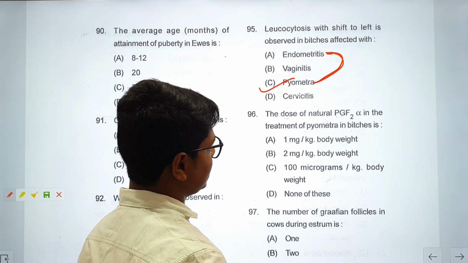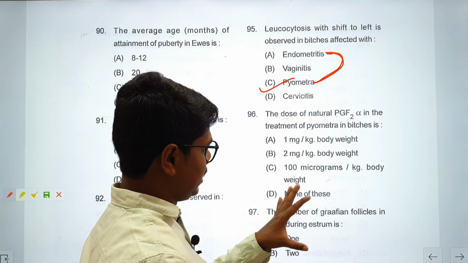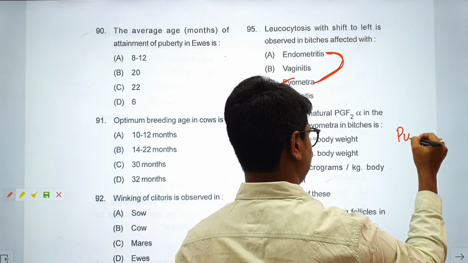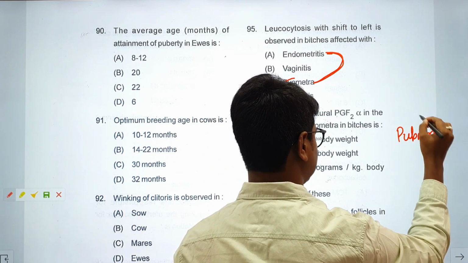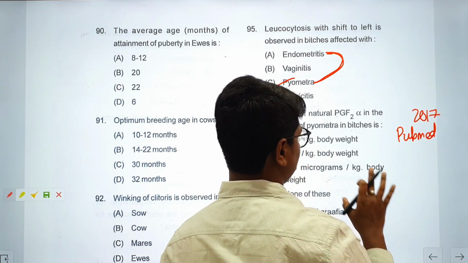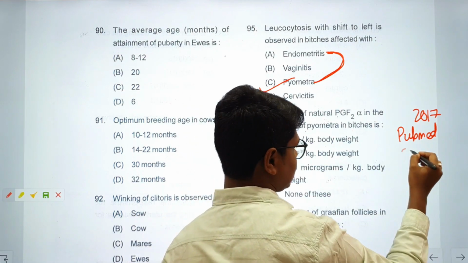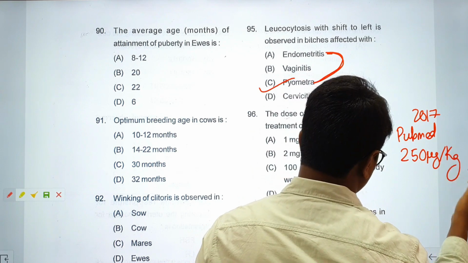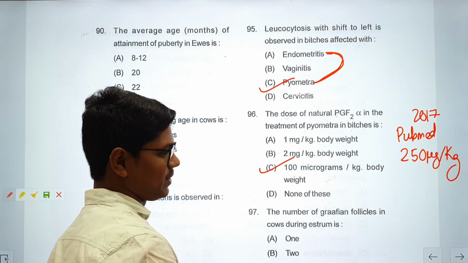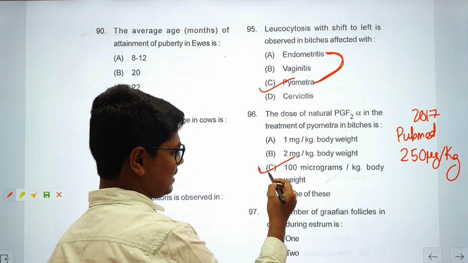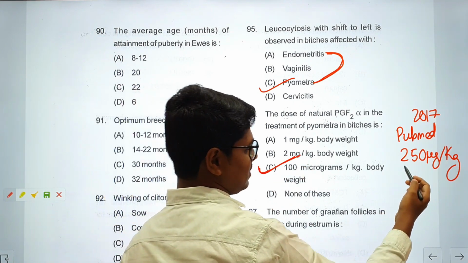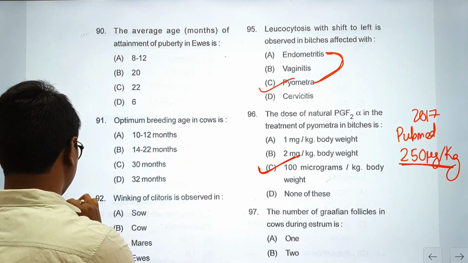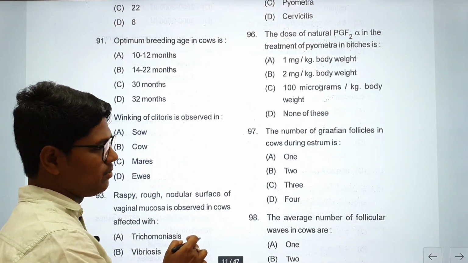The dose of natural PGF2 alpha in the treatment of CL. If we go through the recent articles, there was an article in PubMed, I think published in 2017 or something, in which the natural PGF2 alpha dosage was given as 250 microgram per kg. Okay, answer key is 100 microgram per kg, but this dose varies with different articles. We will find different doses. The doses should not be asked unless it is very particular.